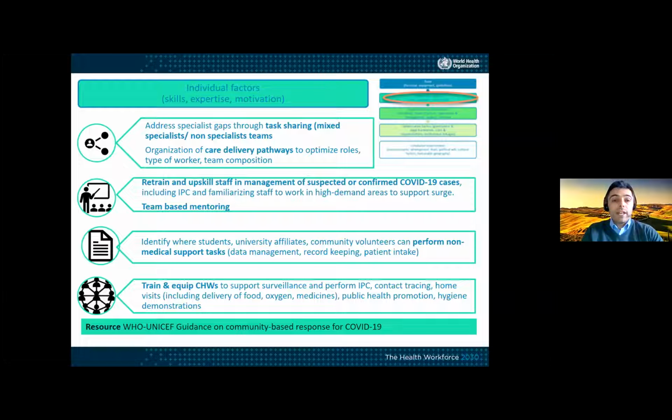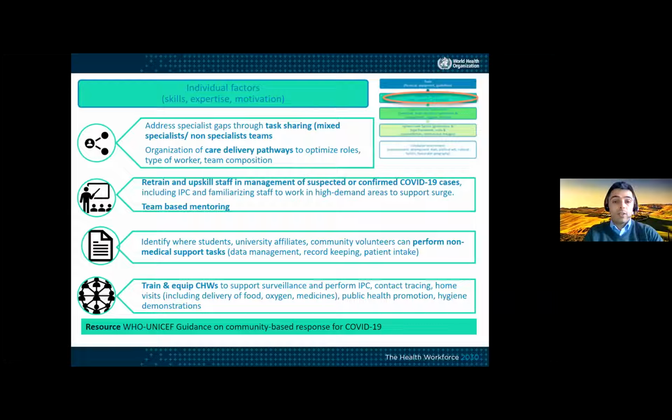Another critical element is the provision of appropriate education and training so that relevant skills that have already been acquired can be refreshed, for example, relating to infection prevention and control, but also the new ones that are required that health workers would not have necessarily acquired before, such as the case management related to COVID-19 patients, can be acquired quickly for all the health workers for whom it is relevant.